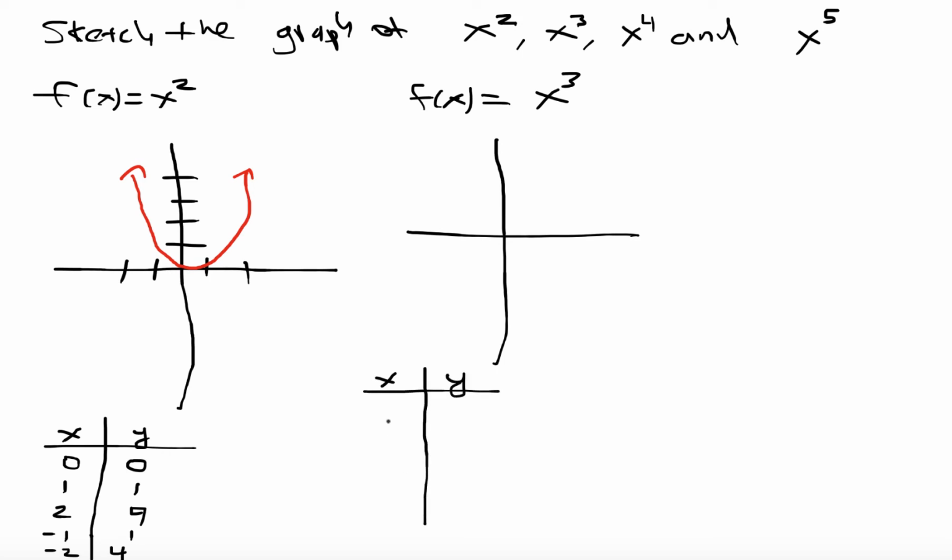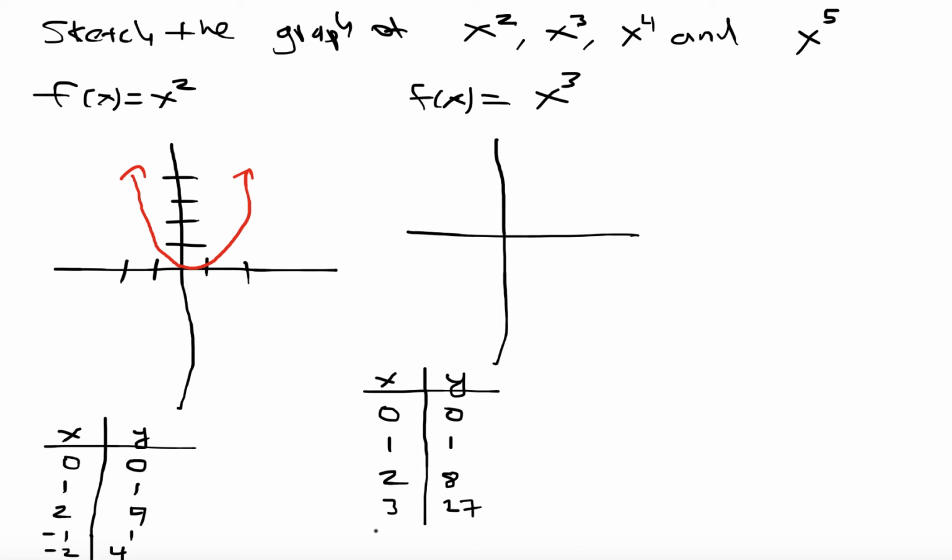Now, of course, when x is 0, x cubed is just 0 as well. What about when x is 1? When x is 1, 1 to the third power is 1. When x is 2, 2 to the third power is 2 times 2 times 2, which is 8. When x is 3, this is 27. So we can see that for every x value here, the y values keep getting higher and higher.